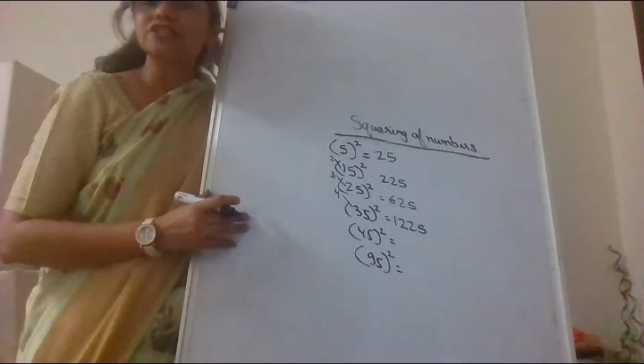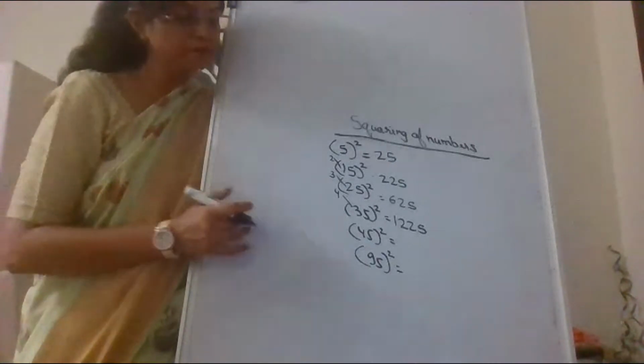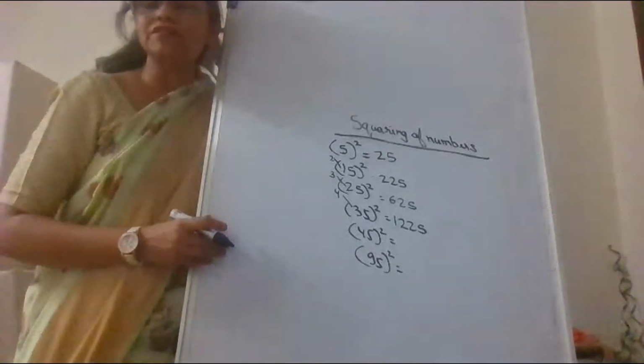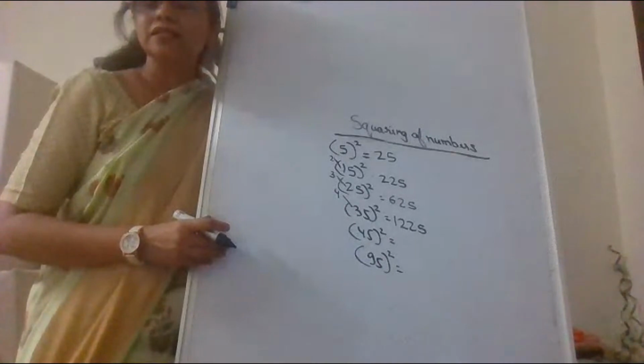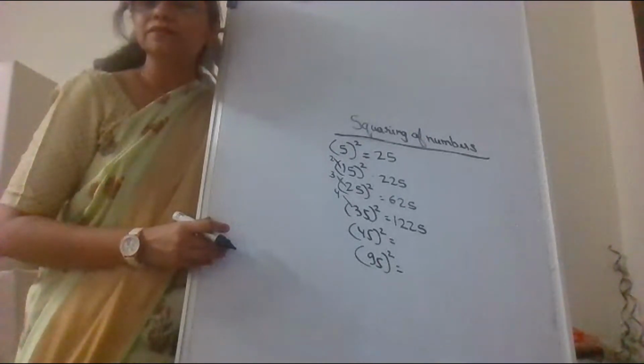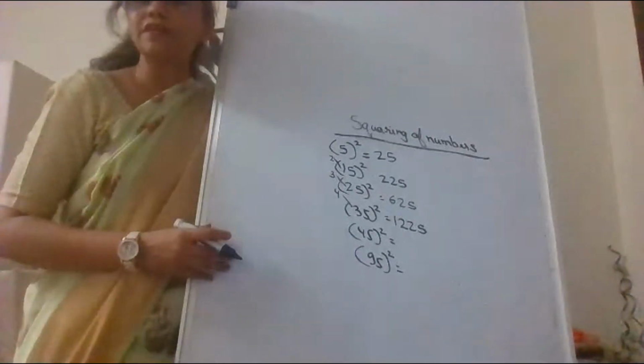Correct. Children are giving the answer. Very good. Now what's the answer for this? 45 square. Anyone? Give me the answer for this. 45 square.